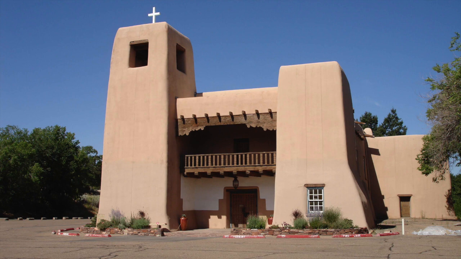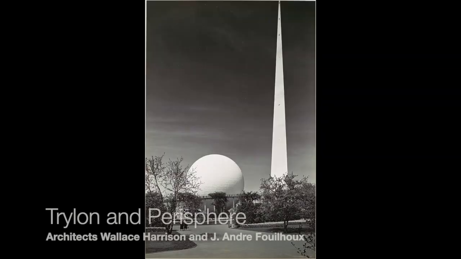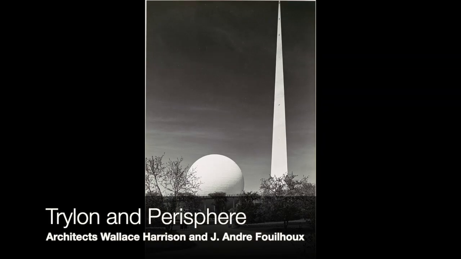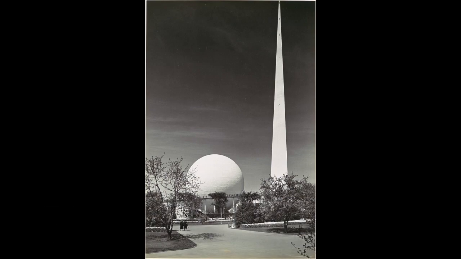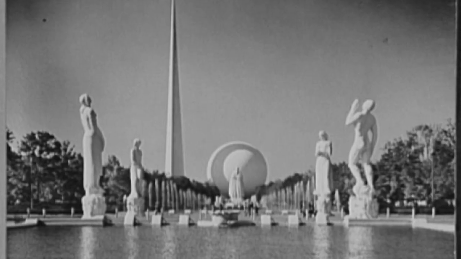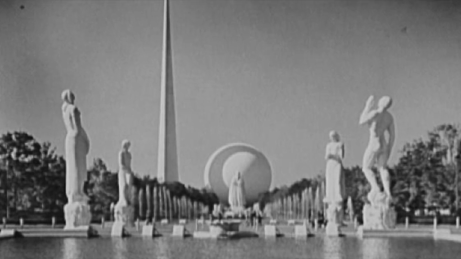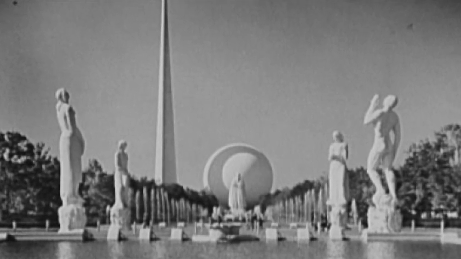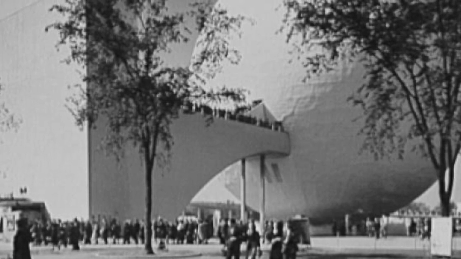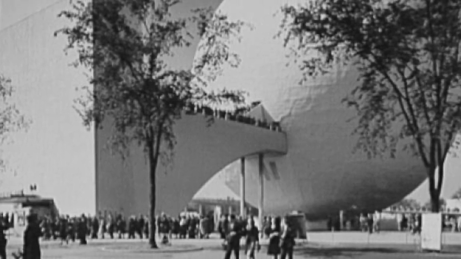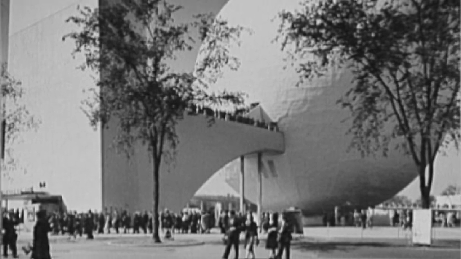One of my favorite examples of balanced asymmetry is the Trilon and Perisphere from the 1939 World Fair in New York. It was the symbol of the fair, asymmetrical, modern, composed of the triangular tower and the spherical exhibition space. Completely different in shape and size, but definitely a balanced composition.